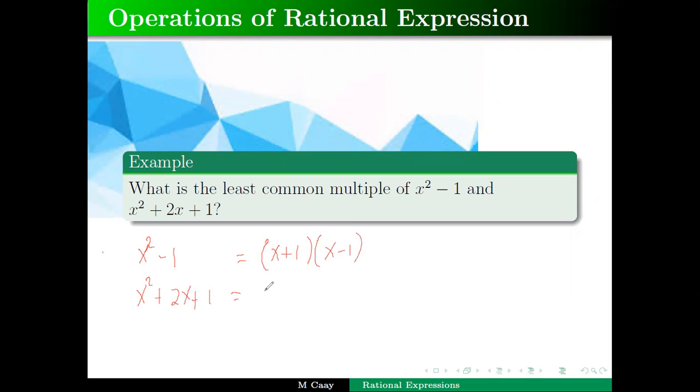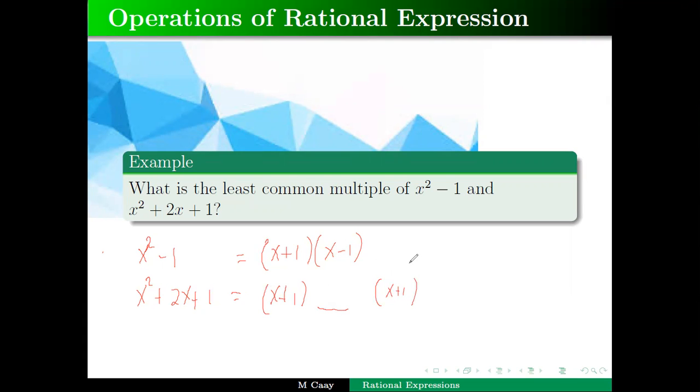How about this? Will this be factored out? Oh yeah, sure. This will be factored out. So via special product formula, this will be a product of two x plus 1s. Therefore, I have x plus 1 here. But of course, another x plus 1 to get the product, which is equal to x squared plus 2x plus 1. However, x plus 1 is not the same as x minus 1 here. So I will not write it in here, but I write it in here.